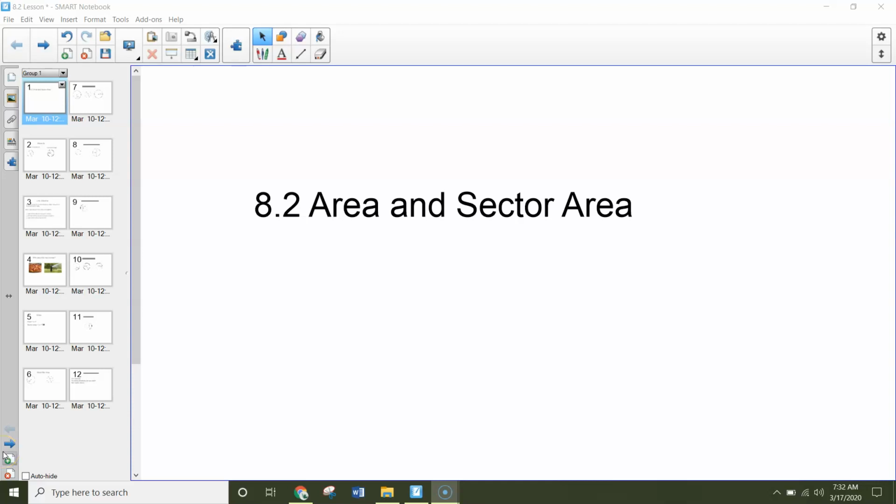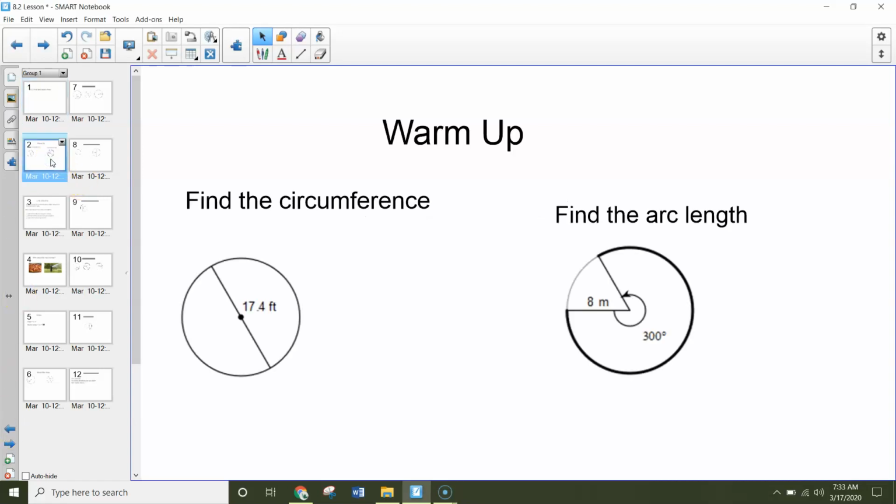Today we are going to be talking about the area and sector area of circles. So for a warm up, for this first one I want you to find the circumference. Remember that you have a diameter and not a radius. And for the second one, go ahead and find the arc length. Pause here, and then when you are ready, go ahead and press play.